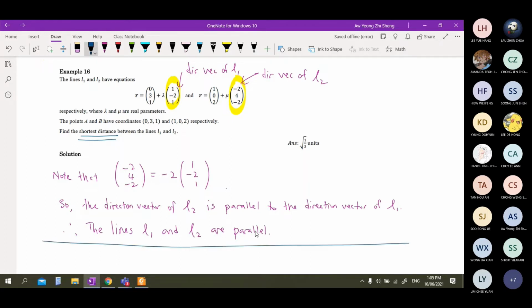Okay, so after showing that these two lines are parallel, then we can proceed to use the technique to find the shortest distance between two parallel lines. Since these two are parallel lines, we can visualize them this way. We have a point on L1 which is (0, 3, 1). We have another point on L2 which is (1, 0, 2). So you can either find the foot of perpendicular from (0, 3, 1) to L2 or from (1, 0, 2) to L1. Either way will work.